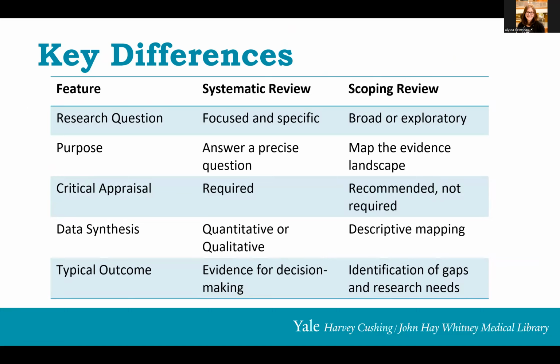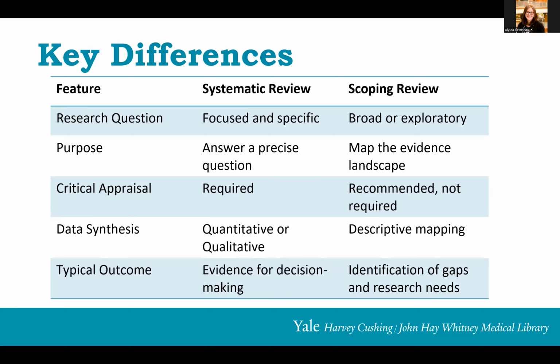This slide highlights the differences between systematic and scoping reviews, many of which come down to the purpose and the level of focus. Systematic reviews begin with a narrowly defined research question and aim to produce a precise answer that informs clinical or policy decision-making. In contrast, scoping reviews start with a broader or exploratory question and are designed to map the evidence that exists rather than to evaluate a single intervention or outcome.